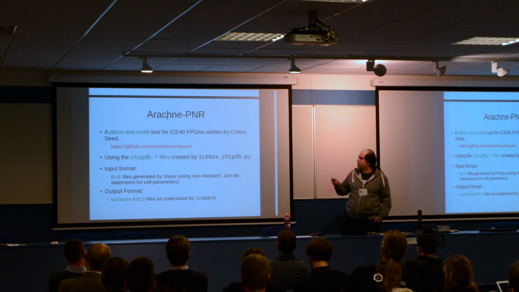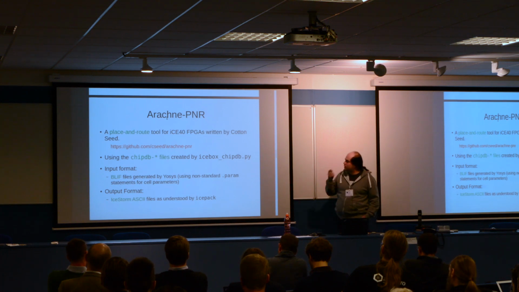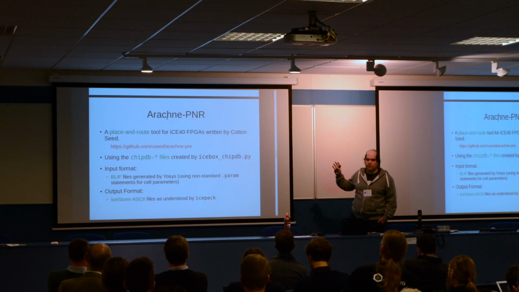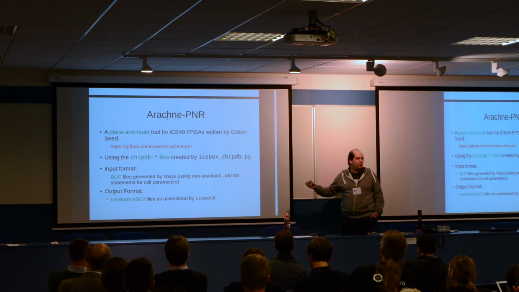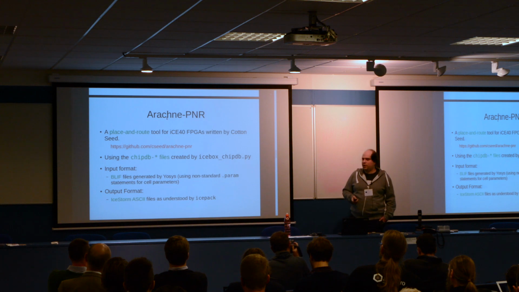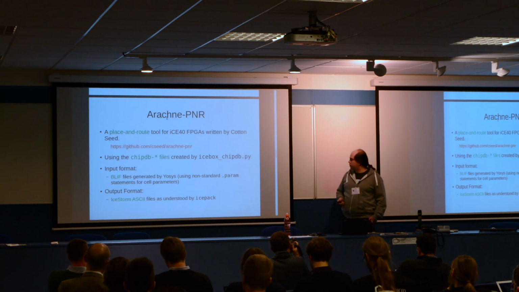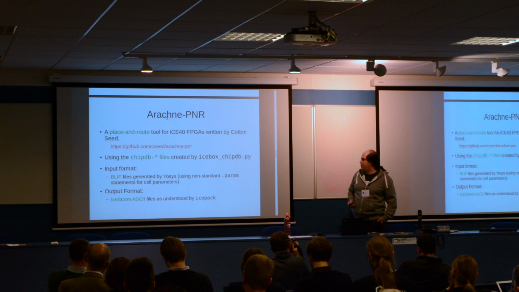So Yosys can synthesize netlists for this architecture. The only thing missing was a place and route tool, and Cottonseed wrote one, it's called Arachne-PNR. Right now it's a very, very simple simulated annealing-based placer, but we are working right now on improving on that and creating an analytic quadratic wire length placer that can be used as a first stage, and then we go to simulated annealing. But this is not implemented yet.